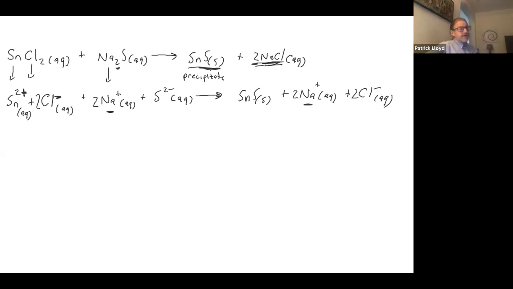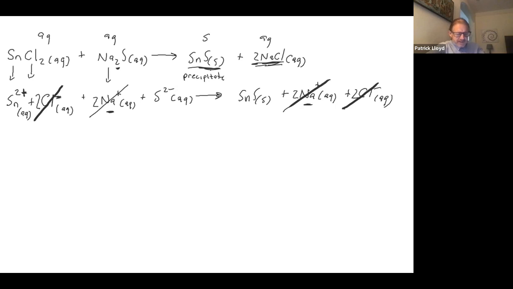When we do redox reactions, which is section 4.4, then we have to be concerned with changes in charges. But for right now, one way to recognize it is aqueous plus aqueous gives you solid and aqueous. That tells you there's a good chance it's a precipitation reaction. Okay. There's your total ionic equation. Now we're going to get rid of everything that is exactly the same on both sides, which would be the chlorides and the sodiums.